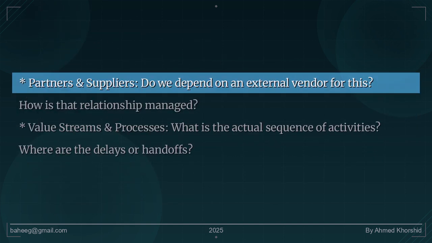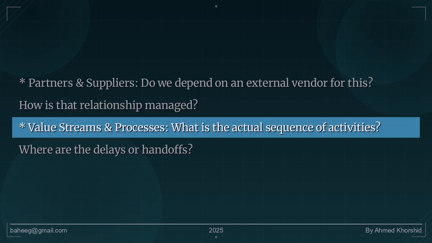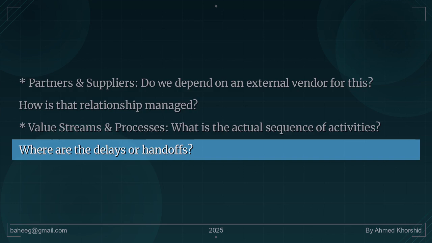Partners and suppliers: do we depend on an external vendor for this? How is that relationship managed? Value streams and processes: what is the actual sequence of activities? Where are the delays or handoffs?